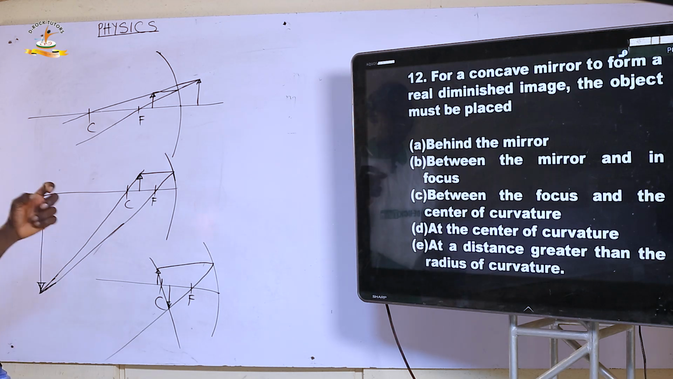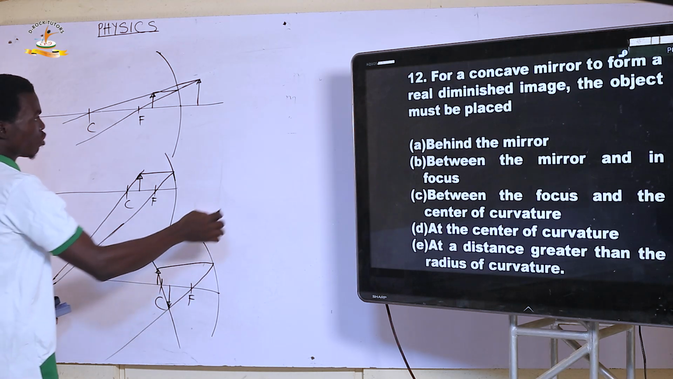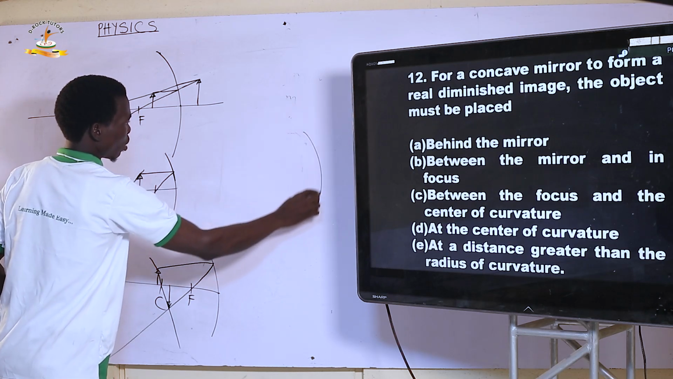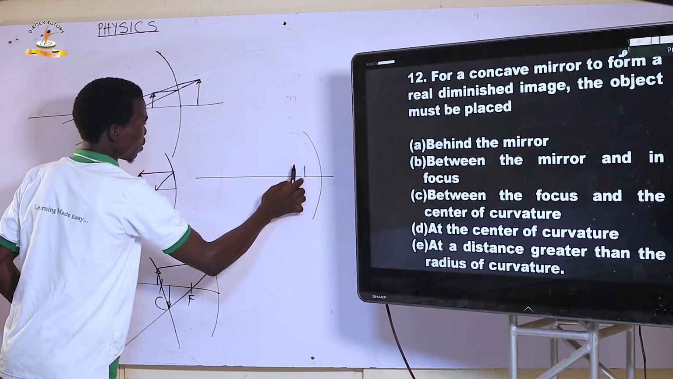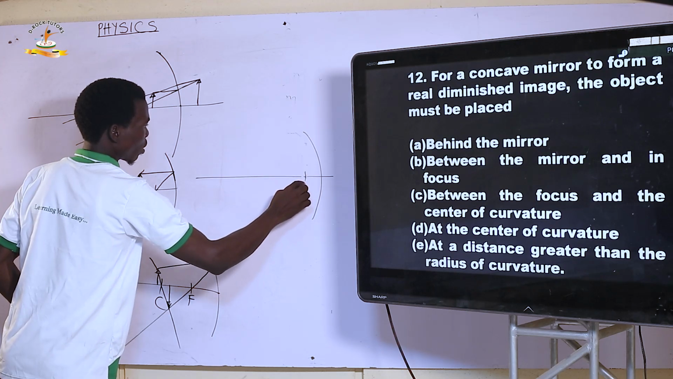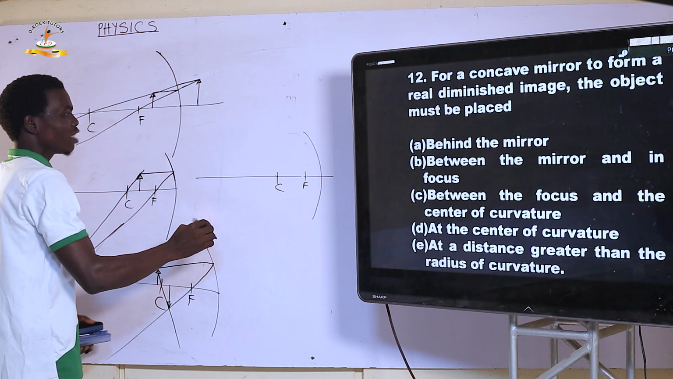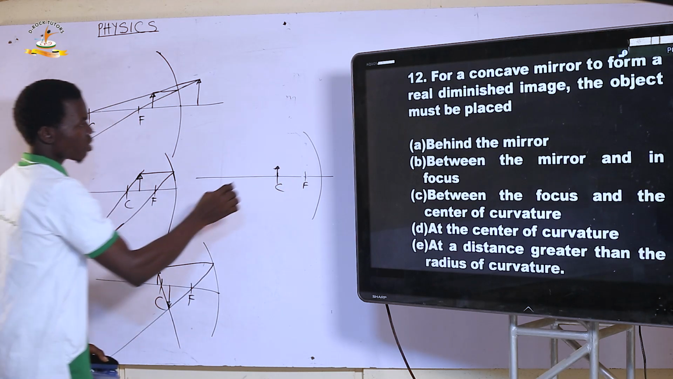Let's see at the center of curvature. Now let's take a look at what happens at the center of curvature. So we've not put that there. Let's see if we put it at the center of curvature. All right. So let's say this is my focus, and this is my center of curvature. Just at the center of curvature, let's have an image. And let's go.